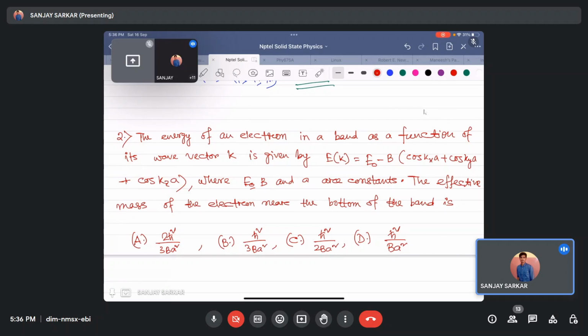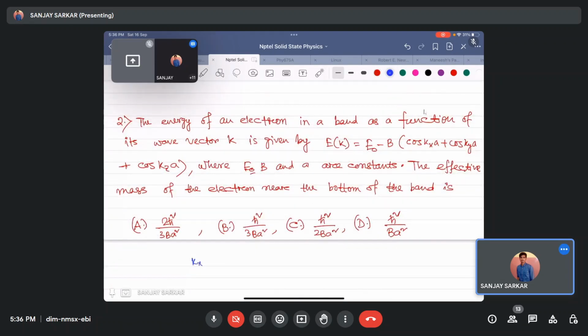Please solve this problem. In the last question, it was asked to find the effective mass near the Brillouin zone boundary, so we took kx, ky, kz as pi by a. But now it is near k tends to 0, so you have to take the limit that kx, ky, kz all go to 0. At that limit, you know that cos x equals 1 minus x square by 2 for small x, and sin x equals x as x goes to 0. With these two limits, please calculate this and let me know the answer.